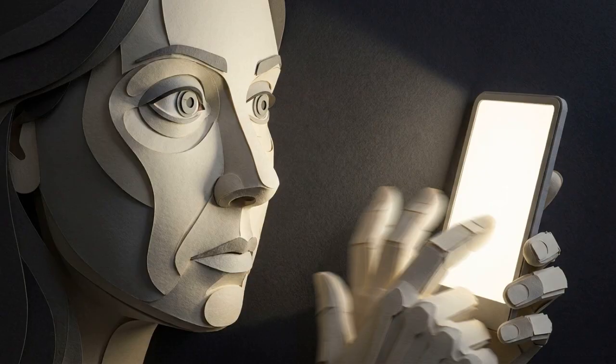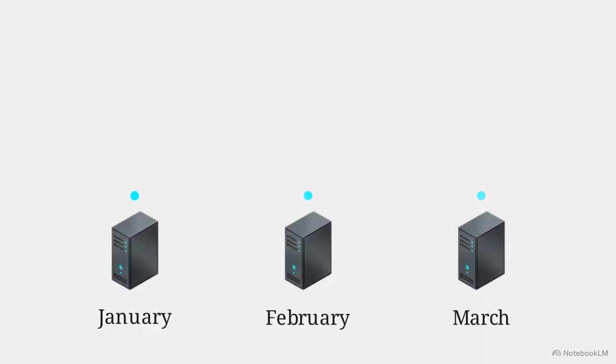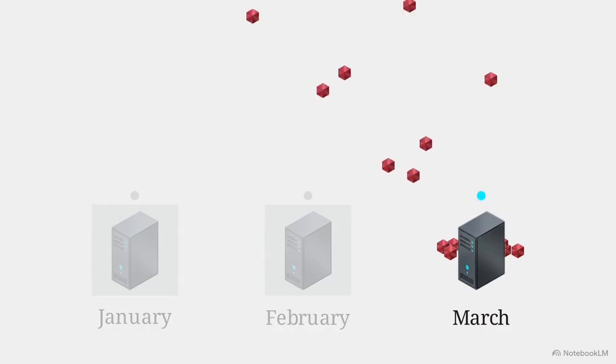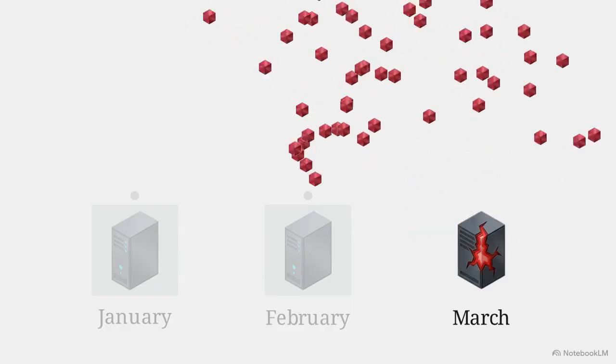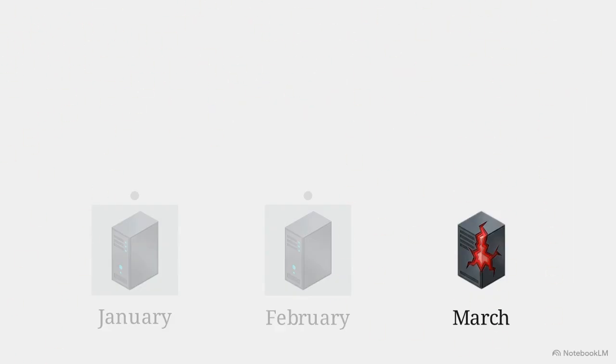Think about what happens right now, today, in the present moment when millions of users are actively clicking and posting in real time. If today is in March, then every single new piece of data is being sent to the March server. While the January and February machines sit completely idle, the March server is being bombarded by the entire weight of the app's traffic. It becomes a bottleneck that eventually crashes while the rest of the network does nothing.